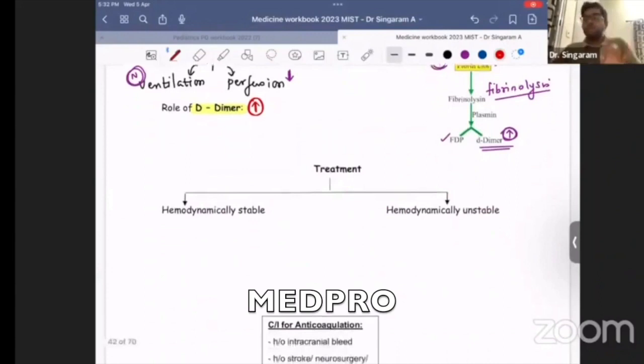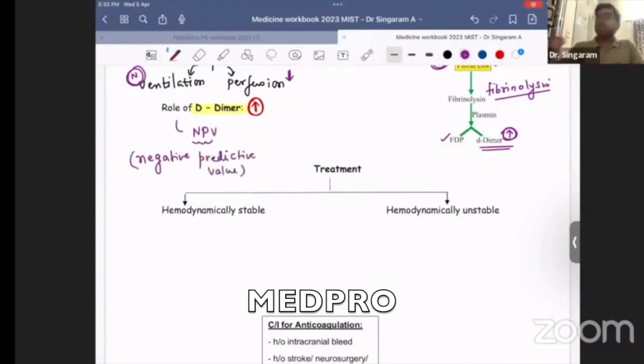What is the role? The role of D-dimer is that it has got NPV. What is NPV? Negative predictive value. What is the meaning of negative predictive value? Suppose I am thinking a patient has pulmonary embolism, and if I check D-dimer, suppose the D-dimer level is normal. What can I rule out? I can rule out the diagnosis of pulmonary embolism itself. This is what is called negative predictive value. If the value is normal or less, it rules out the diagnosis. But a positive value doesn't always tell it is a diagnosis.